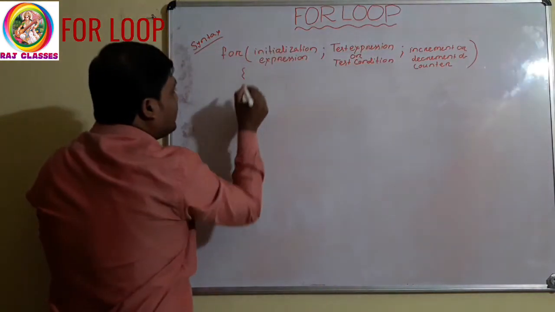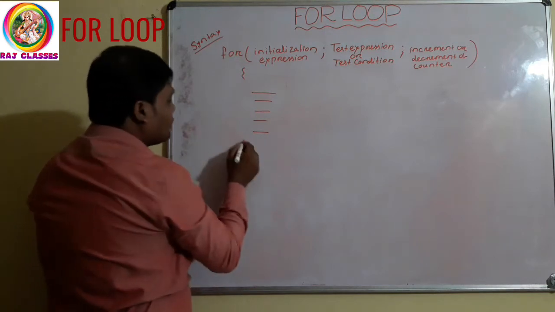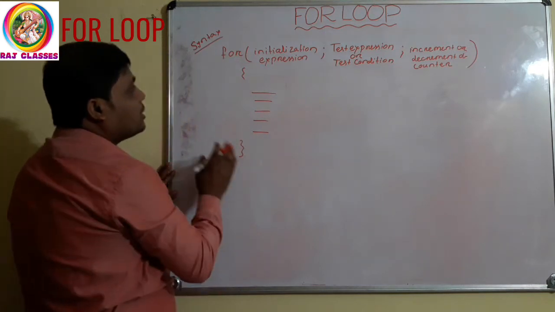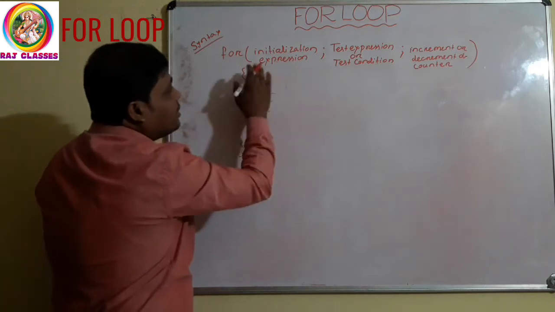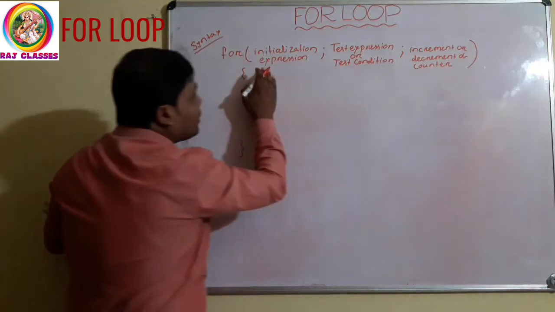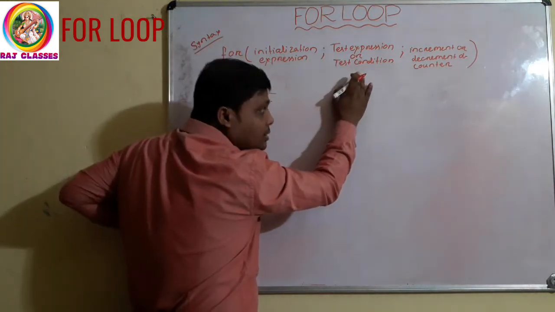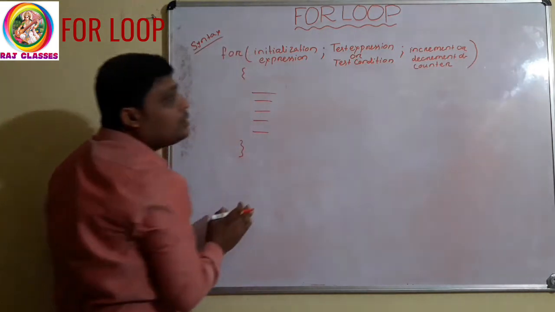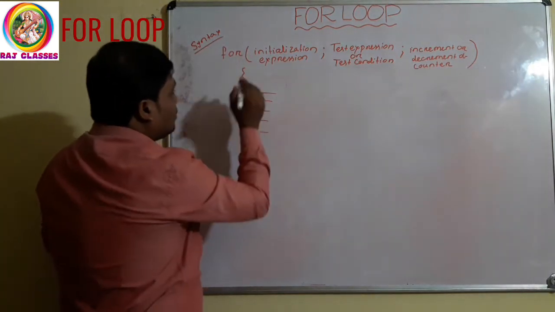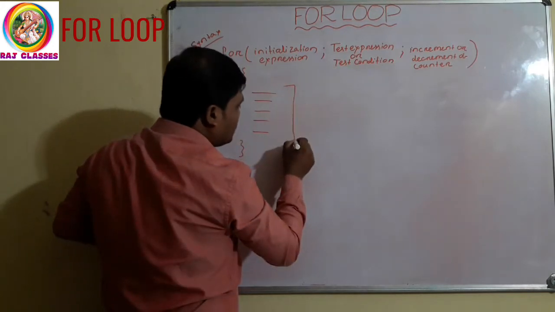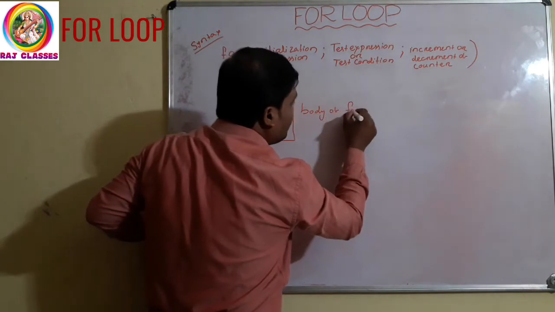Clear? Then these are the statements under for loop. Then this is the end curly brace of for loop. So you can see there are three parts. One is the initialization part, the second one is the test expression or condition part, the third one is the increment or decrement part. So this is called the body of for loop.